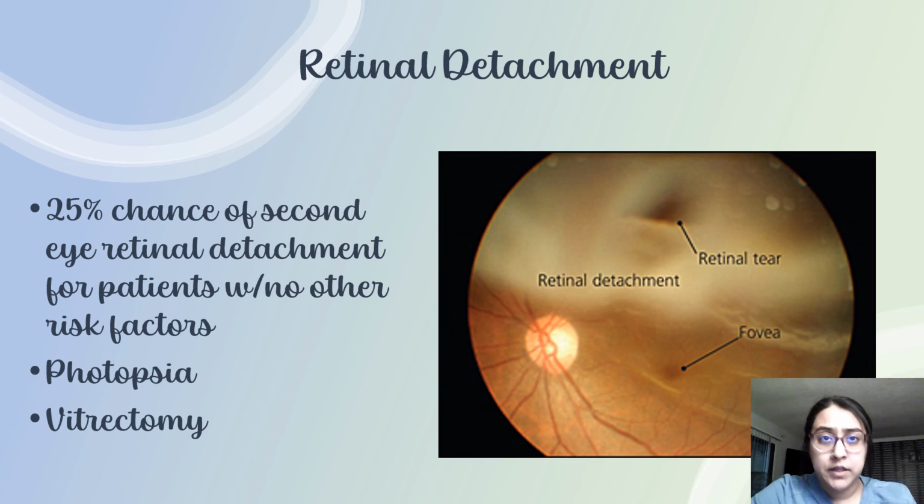I have actually gone through this. I did have a small retinal tear that had to be fixed through surgery. So this is the reason that I decided to choose this as a disease. And it was surprising to learn that there is a 25% chance of the second eye having a retinal detachment. It is a little bit scary for me to think that it could happen to my other eye. So it is definitely good to know the signs and symptoms of when a retinal detachment has happened.